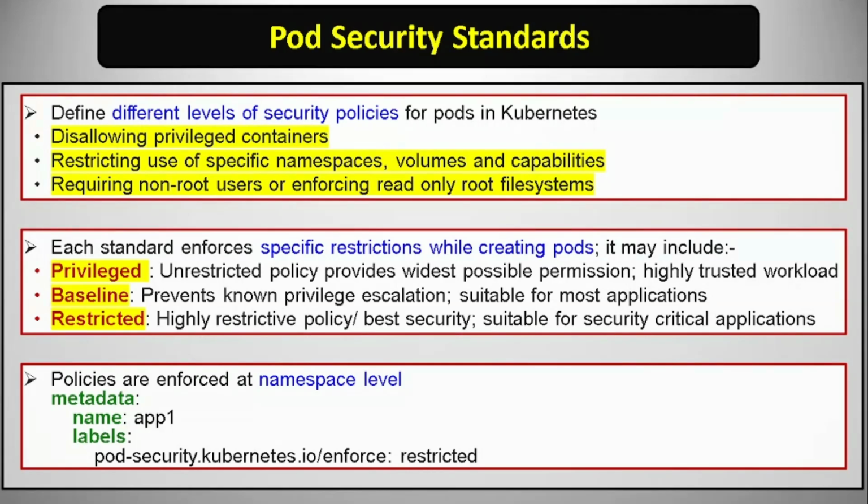Baseline. The baseline level is designed to prevent privilege escalation while still being compatible with most applications. It's a good starting point if you are looking to improve security without breaking your existing workloads. The third is restricted. This is the most restrictive level and follows the best security practices. It's ideal for security critical applications as it enforces strict policies like running containers as a non-root user and using read-only root file systems. The pod security standards are applied at the namespace level.